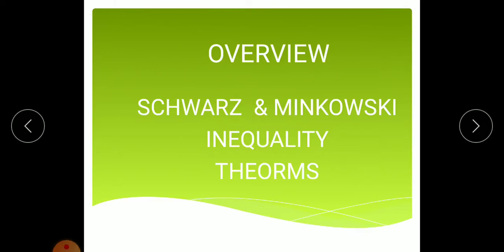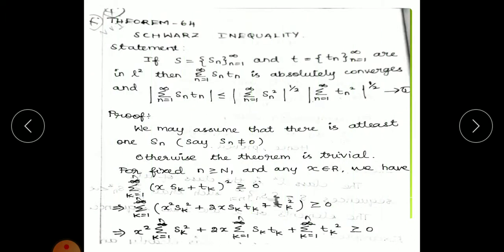Today we are going to see the Schwarz and Minkowski inequality theorems. First one, Schwarz inequality. Both theorems are very important, 10-mark questions. So you can expect them in the model as well as the semester examination also.